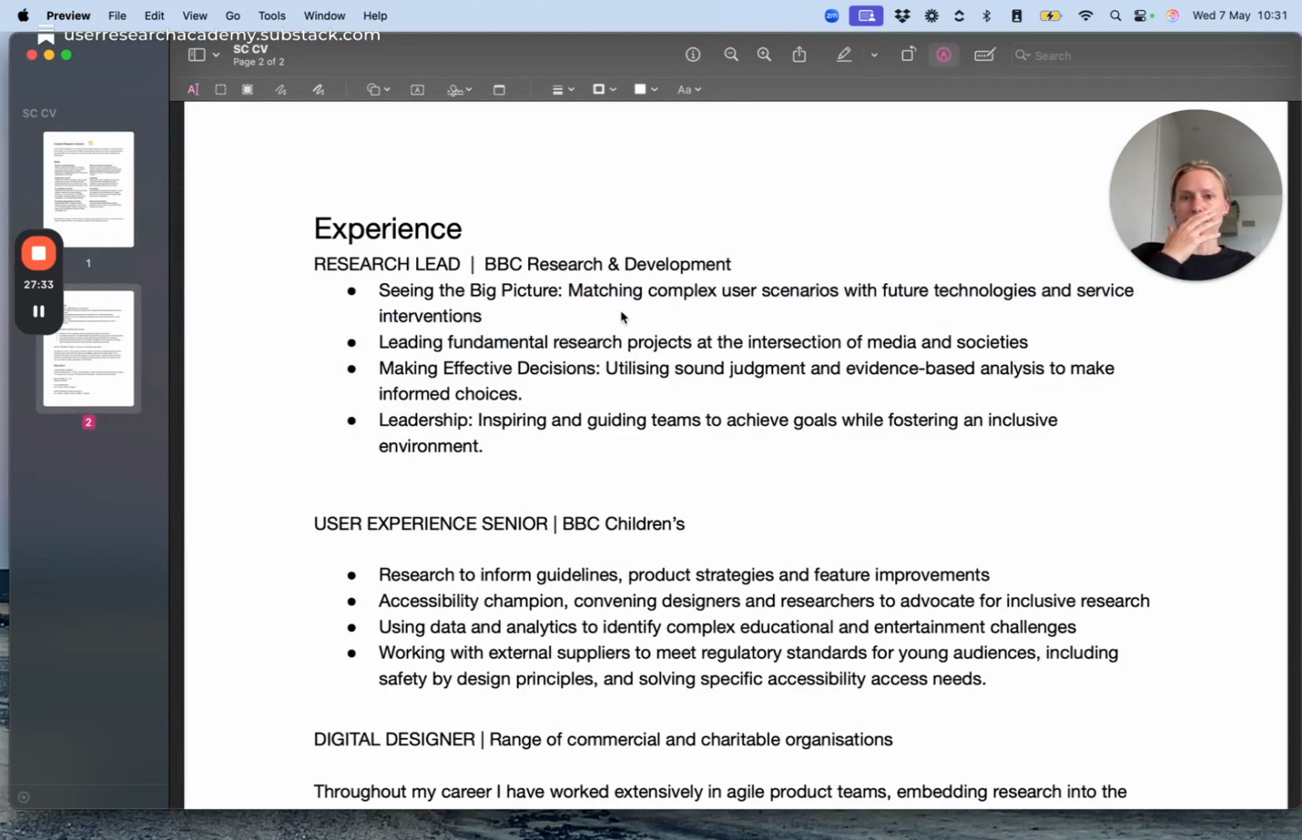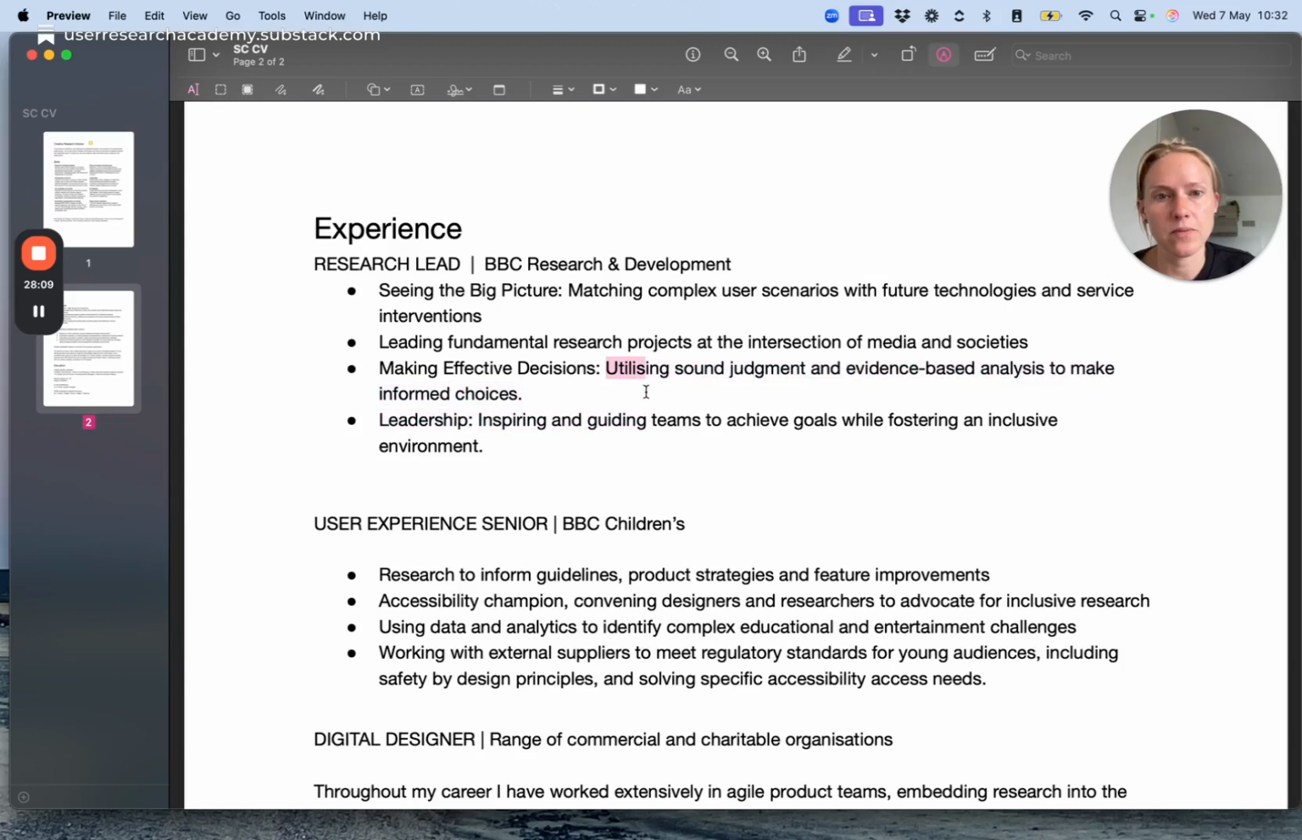So really put in, this is way too vague. It's about putting in the specific things, specific moments in time of projects that you have done. So leading fundamental research projects at the intersection of media and societies. Yeah, this is too broad. Leading fundamental research projects, you should be able to do that. So what is one research project that had a huge impact on your team and on your organization? Talk about that one.